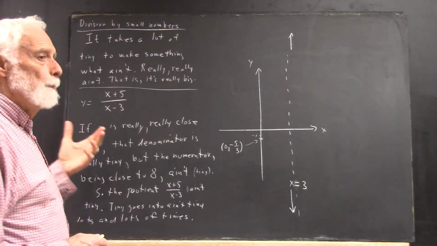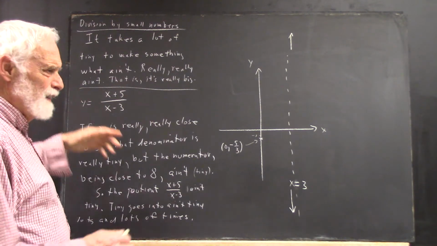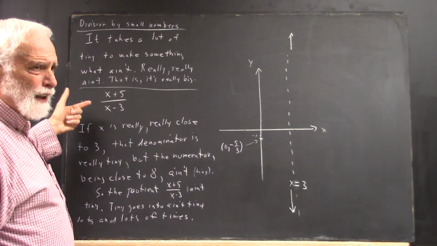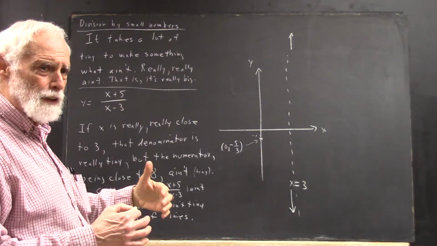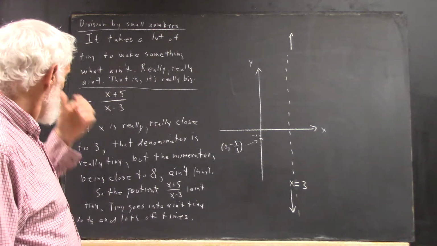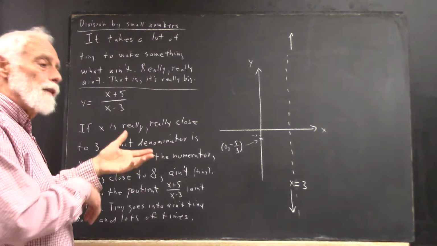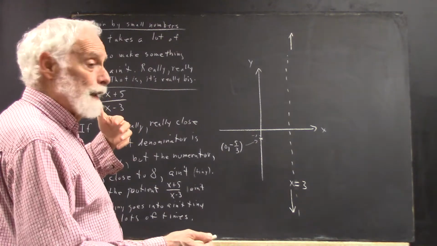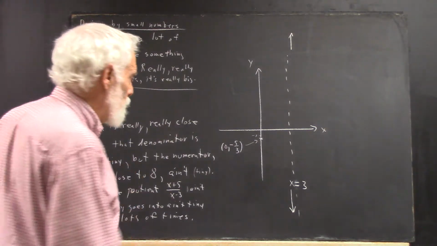Then, if x gets really big, x plus 5 and x minus 3 are almost the same. 1,000,005 is pretty close to 999,997. If you divide 1,000,005 by 999,997, you get something real close to 1. And it doesn't matter if x is a big negative number. If you divide negative 999,997 by negative 1,000,005, you're still going to get something that's close to 1.